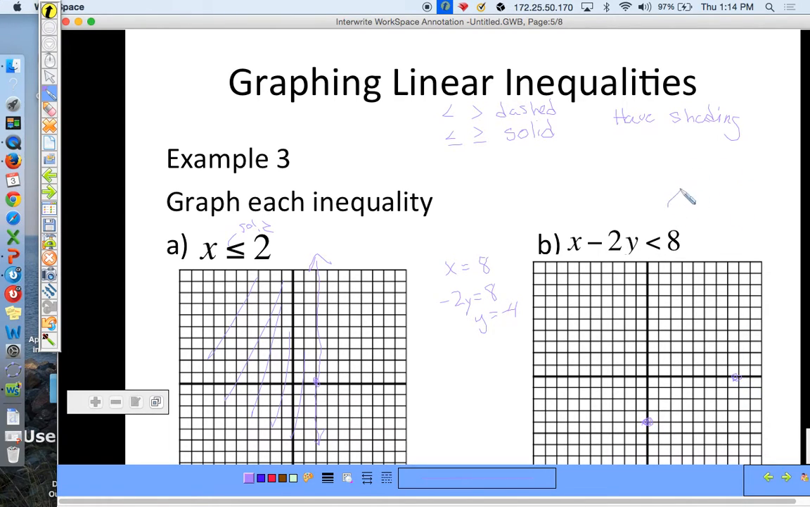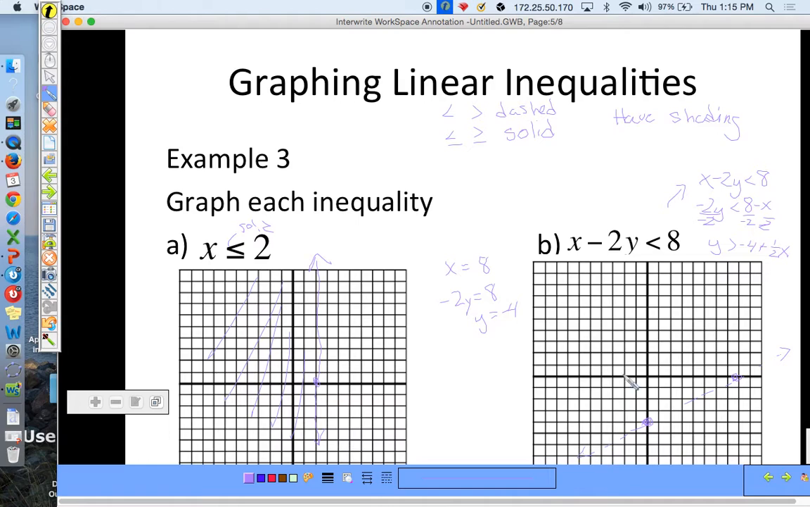A quick reminder on this one, if you were to solve this for y, we subtract our x, so negative 2y is less than 8 minus x. But hopefully you remember from last year, when you divide by a negative, you have to switch the sign. So we have y is greater than negative 4 plus 1/2 x. And you'd get that exact same line there. So either way, you'll have points. The line will be the same, but it's dashed.